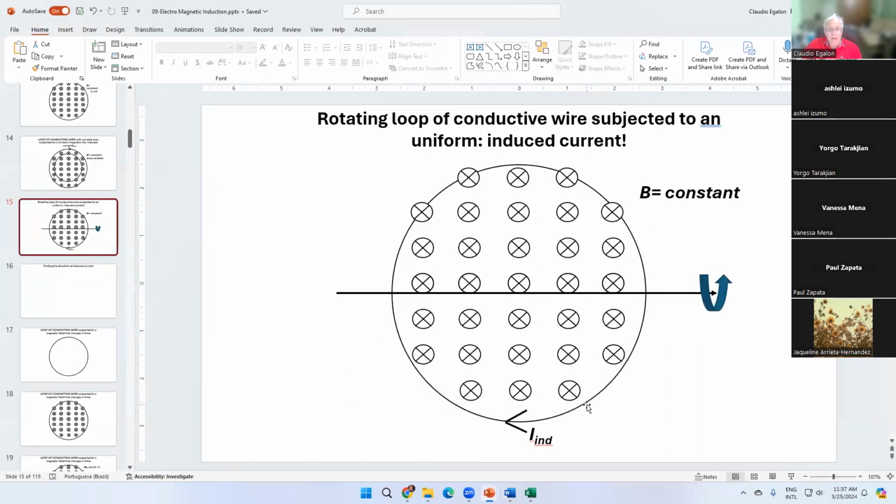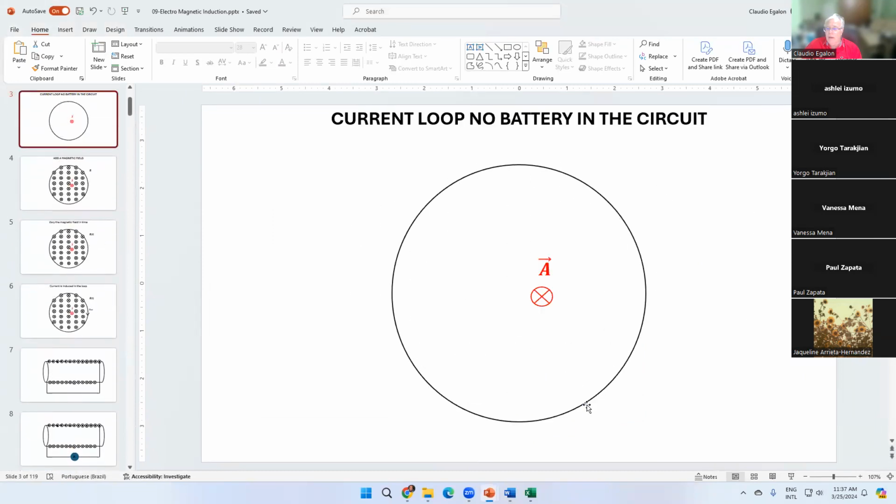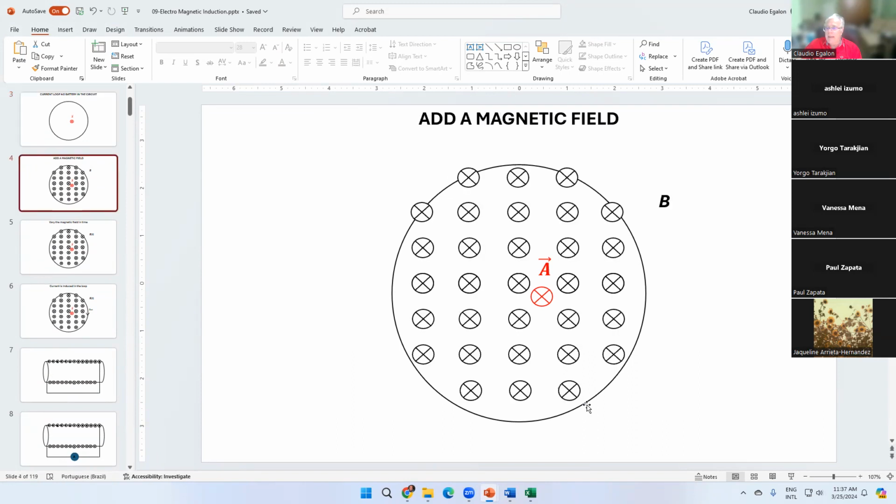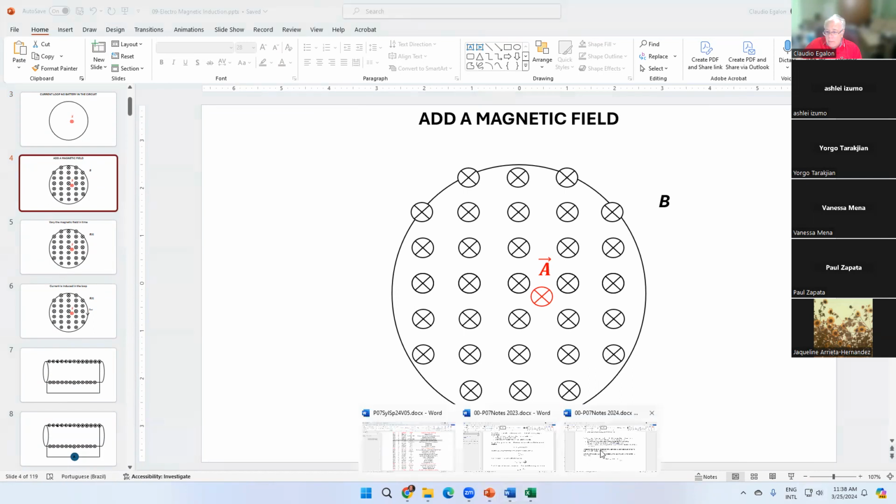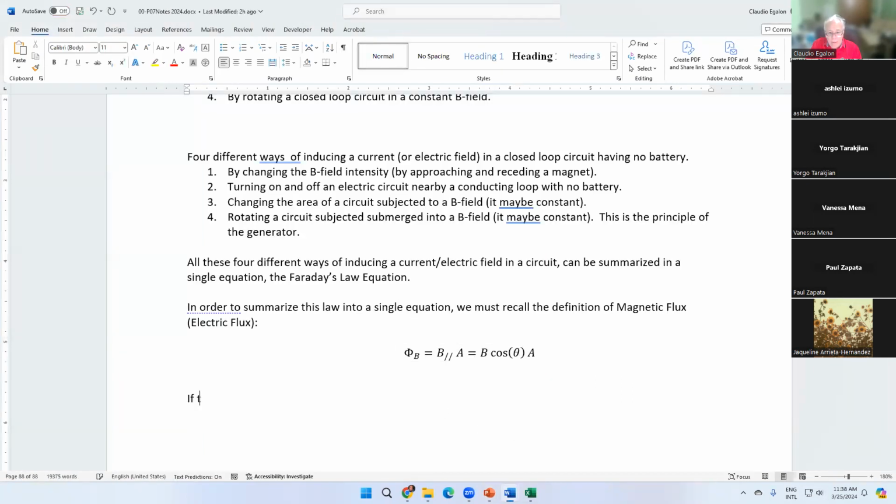Going back to my illustration, one of my first illustrations that you saw. Here you go. Here's the area vector. The area vector is always perpendicular to the plane of the circuit. If the area vector is parallel to the magnetic field, the magnetic flux through the circuit is maximum. If the area vector is parallel to the B field, the magnetic flux is going to be maximum.